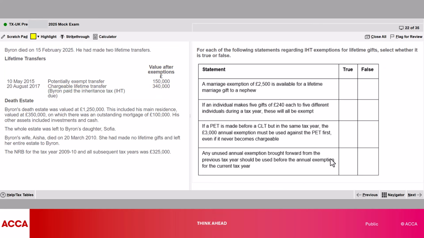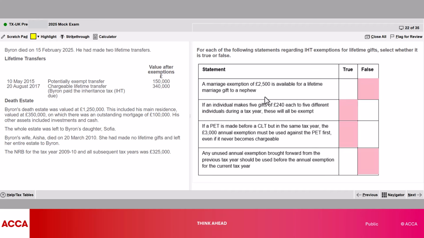The next question doesn't need any of the information from the scenario. We're just asked to state for each of these statements whether it's true or false. So you either knew these or you didn't. We've got 4 different statements and you have to get all of them right to score the 2 marks available.